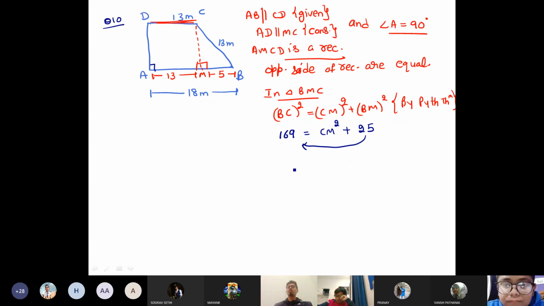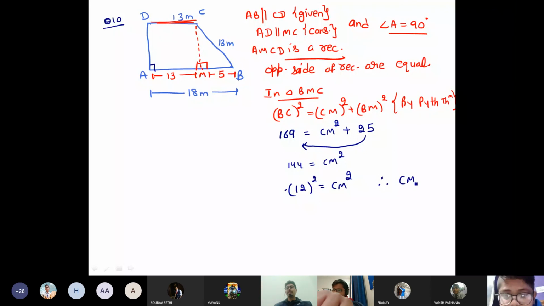So 169 minus 25, it will be 144. This is CM square as it is. See, 144 can be written as 12 square. So the square can be cancelled by the square of 12. So CM will be 12 meter now. Is it clear to everyone? CM is 12 meter now.